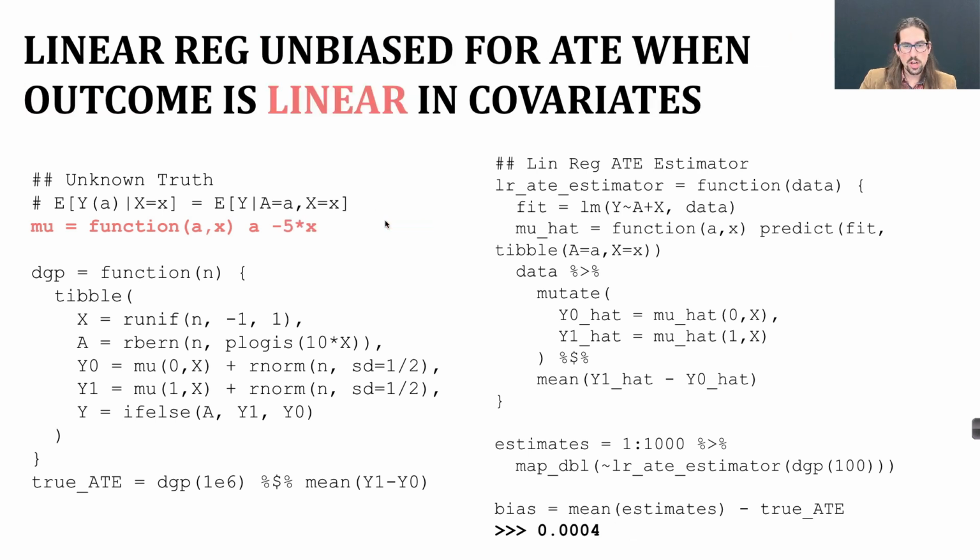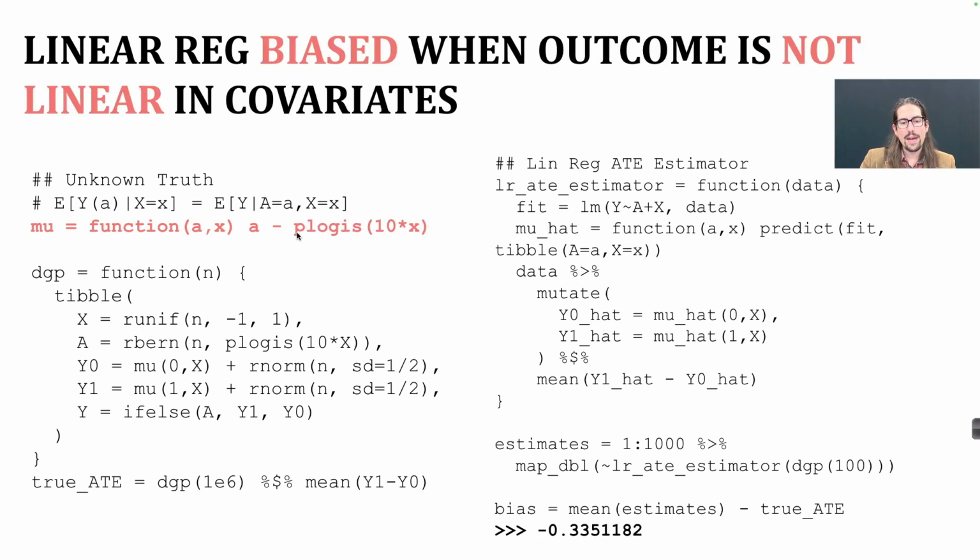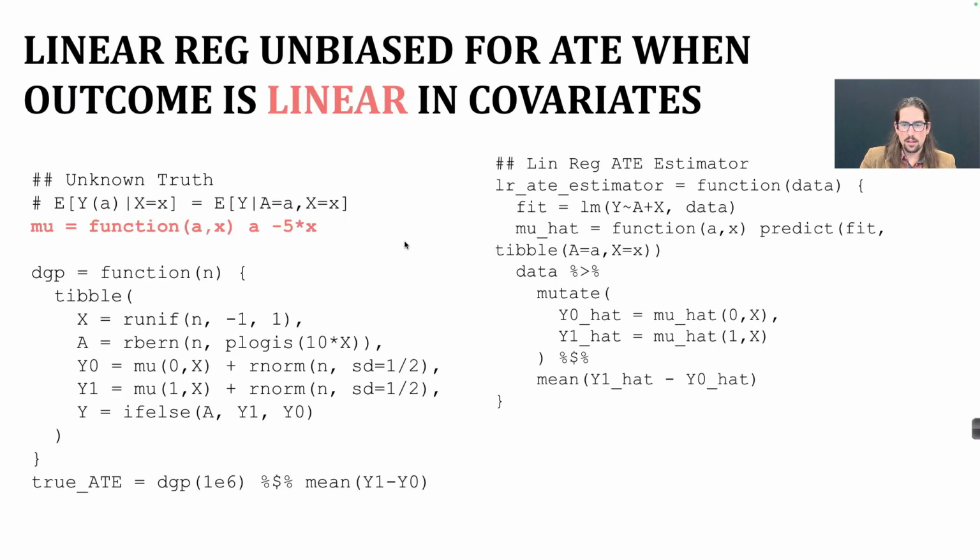Now, if I change my true conditional mean function, so in this case the true conditional mean was given by a linear function, where the coefficient on a is 1 and the coefficient on x is -5. But if I change that and now add some nonlinearity, so x enters through some nonlinear function, I'm doing the same estimator, the same linear regression estimator. Now I'm getting a substantial bias. So the point is that this linear regression estimator is really only as good as how well you're estimating the conditional means. And that makes sense because, let me skip ahead here.